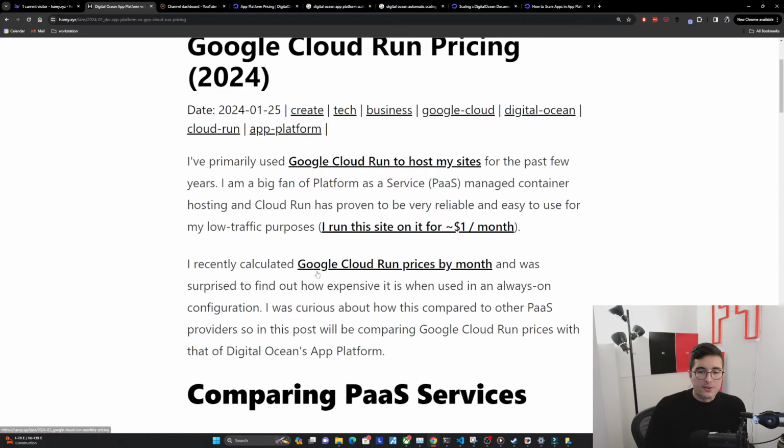Now, I recently calculated Google Cloud Run prices per month and was surprised to find out how expensive it is when used in an always-on configuration. I was curious about how this compared to other PaaS providers, so in this post, we'll be comparing Google Cloud Run prices with that of DigitalOcean's App Platform.